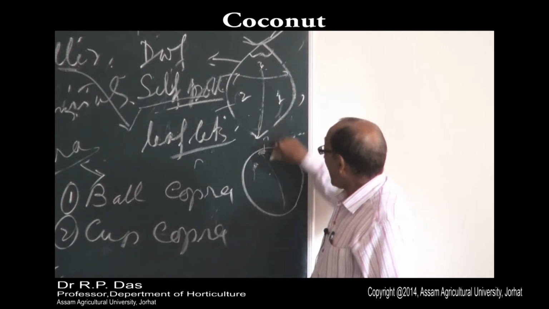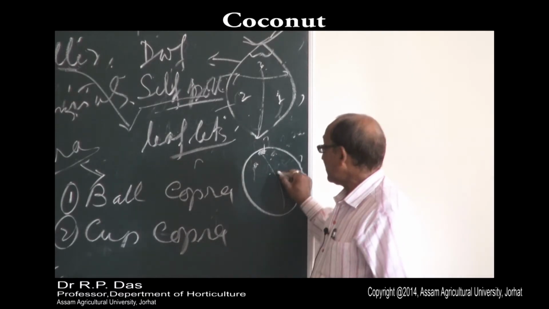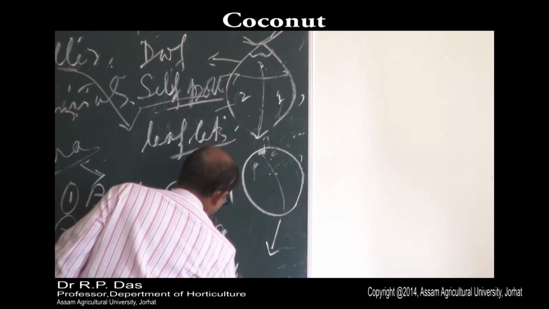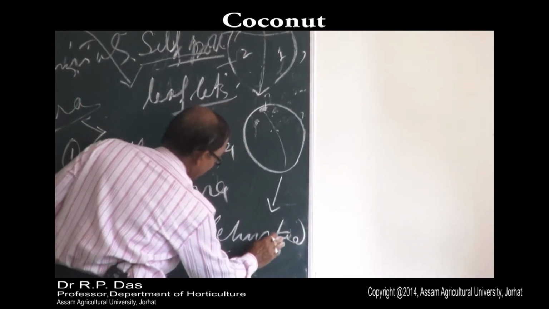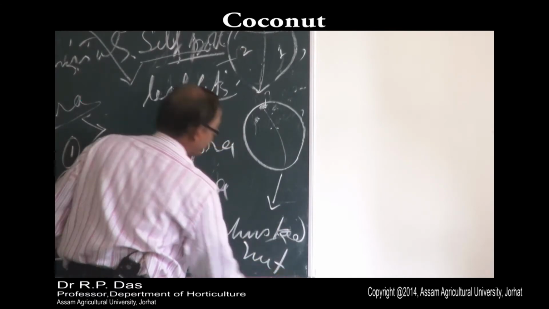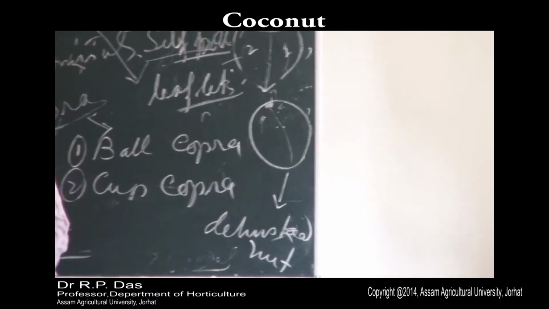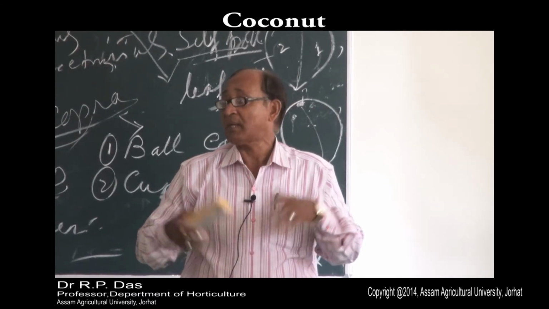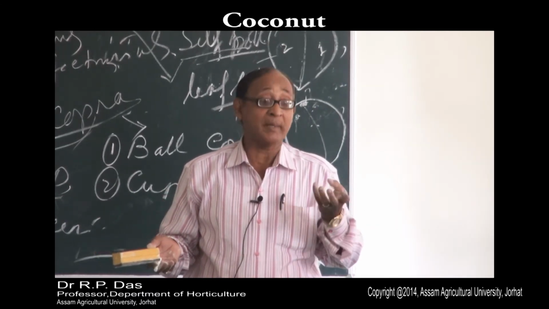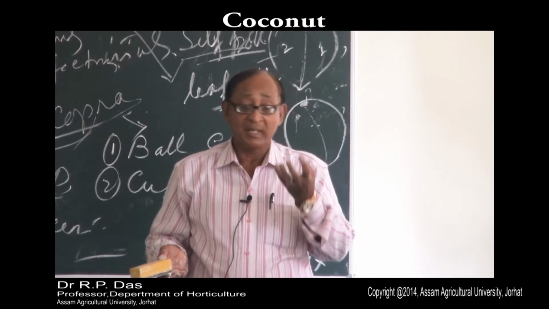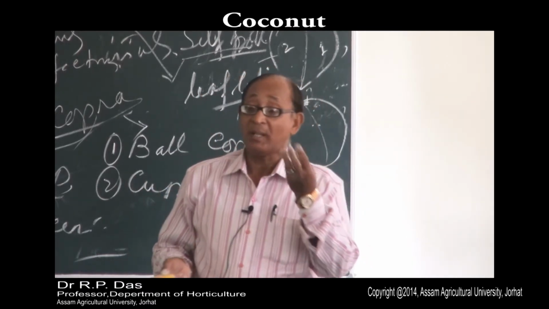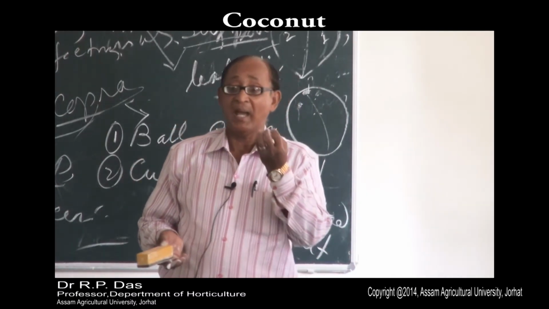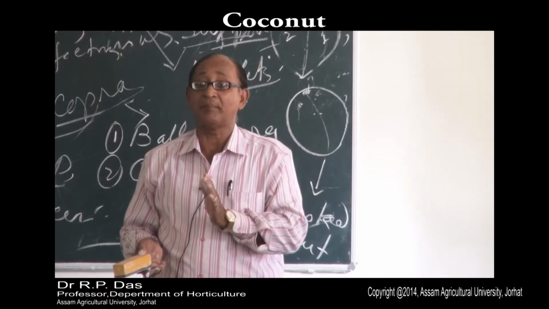Now when we remove the husk, this is known as a dehusked nut. These dehusked nuts are dried under sunshine for about 10-12 days. Then what happens? Due to the heat, the endosperm or kernel shrinks and detaches from the inner wall of the endocarp.